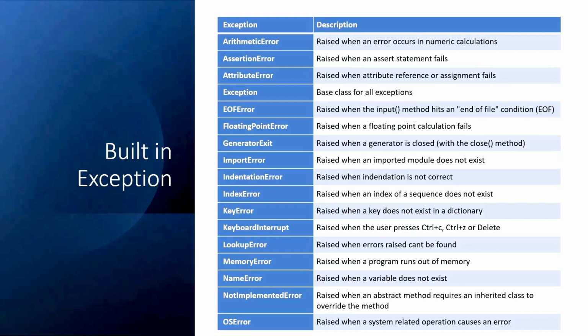Now, the exception, the first level of exception, is the base class for all exceptions, and the further down you go from this exception, you get different levels of exceptions. You can see floating point error, for example, raised when a floating point calculation fails, and so on and so forth. I would recommend you pause this video here and read this first set of exceptions. I will go to the next.